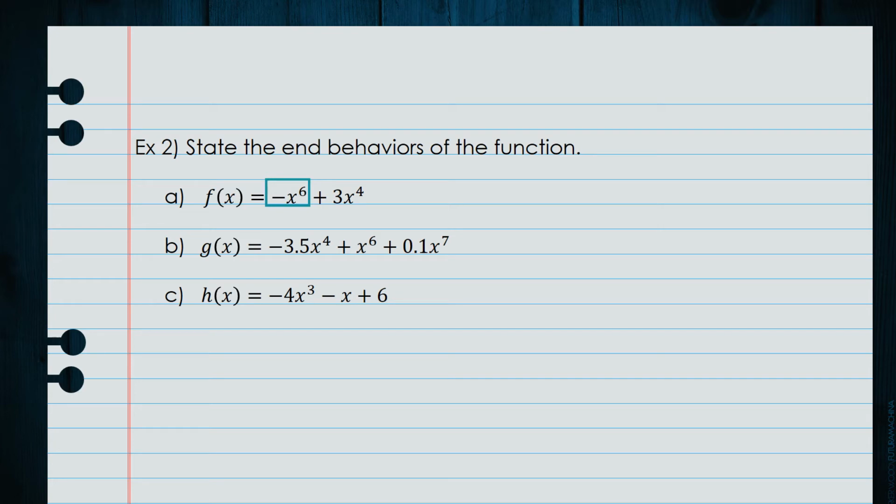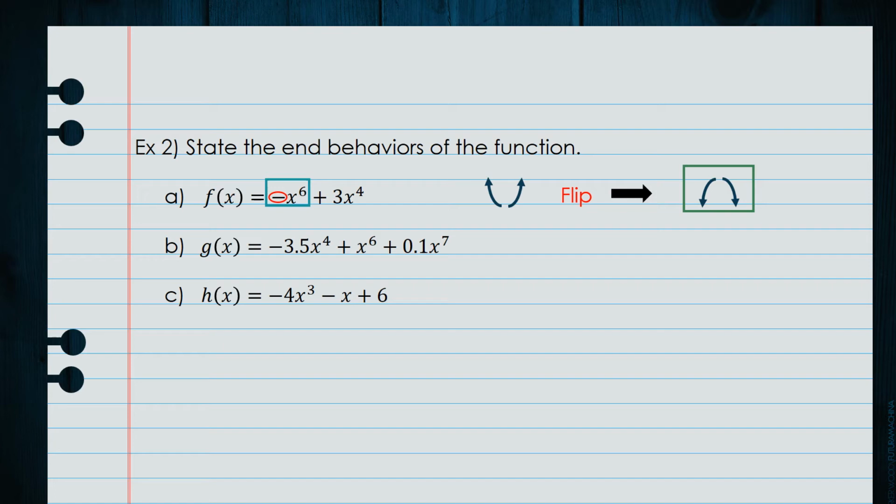And so we look at the degree. Is this even or odd? Since it's even, we think they'll be going the same directions, both facing upwards. Now we take the time to look at the sign. Since it's a negative x to the sixth, that means our directions will flip, which causes the result to be facing downwards. So our end behavior would be down on the left and down on the right.